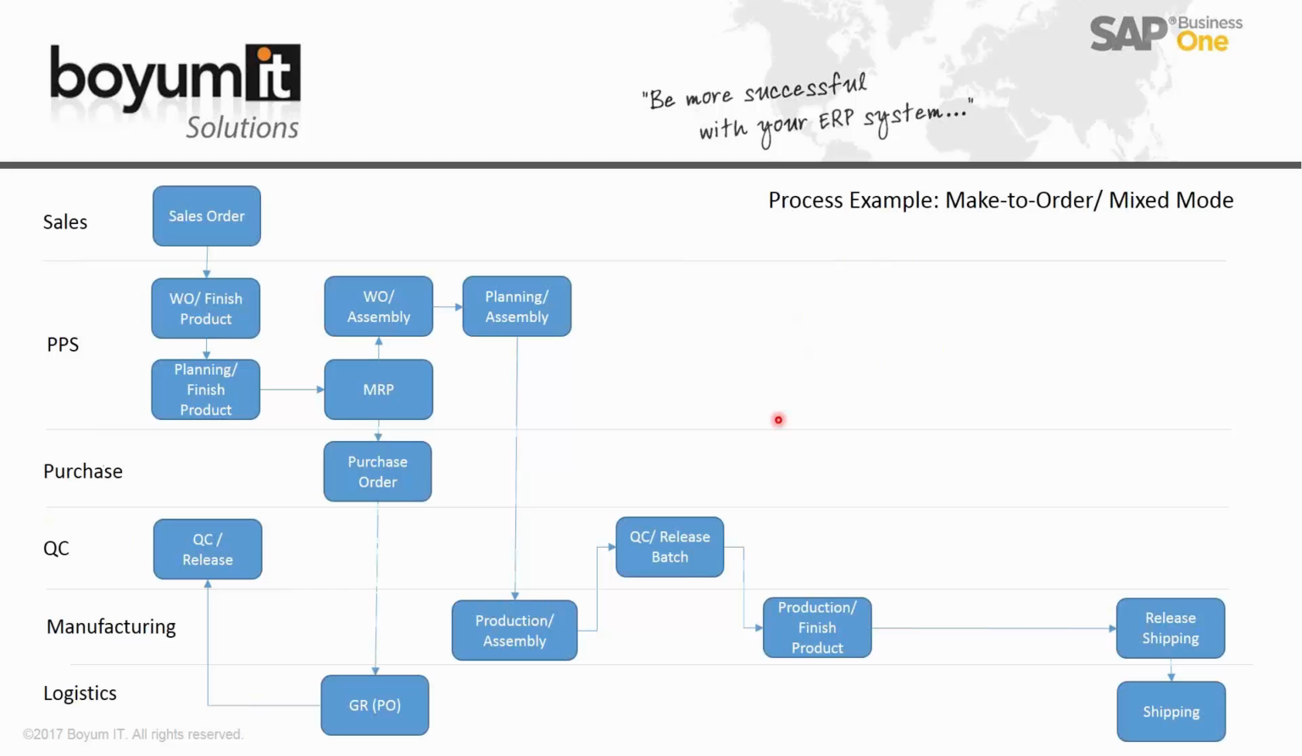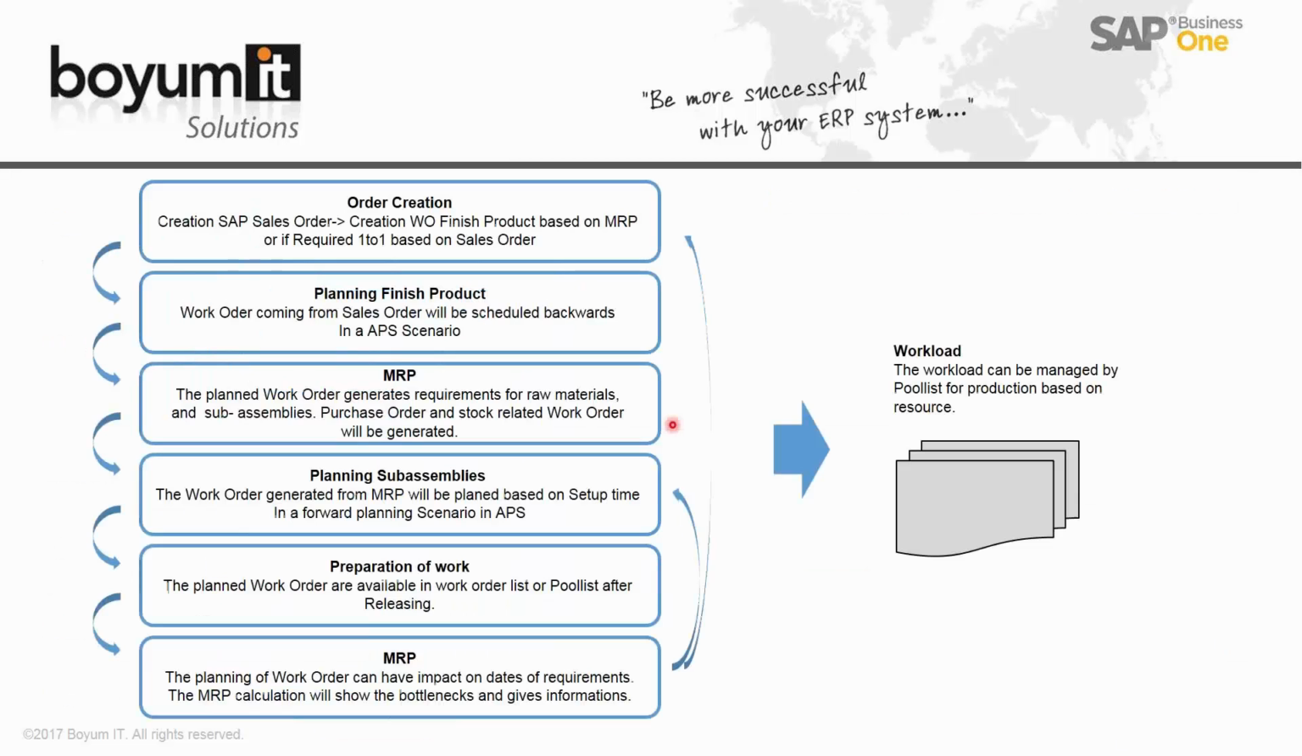And if we take a look here at our process, you see sales order oriented, your finished product work order, and the planning, and based on MRP you get the work order for your assembly. You can plan your assembly, and then it goes to the production. This is then different, of course, to example 1, because you also have some additional separate work order for your assembly. And the planning scenario is again different: you plan your finished product, and in a second APS scenario you can plan your sub-assemblies.